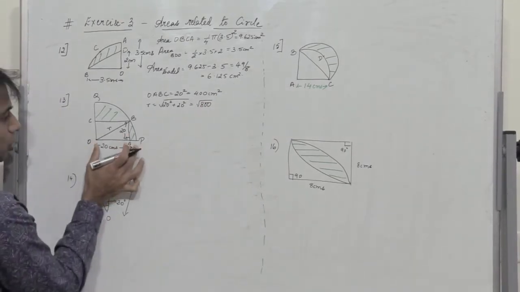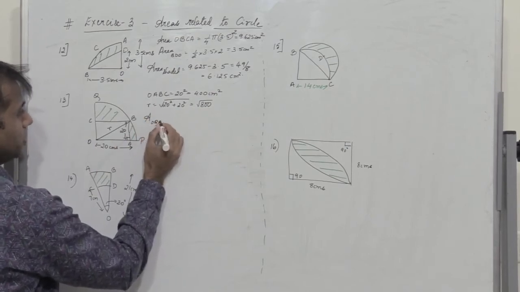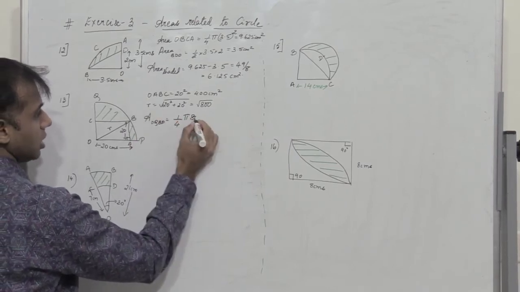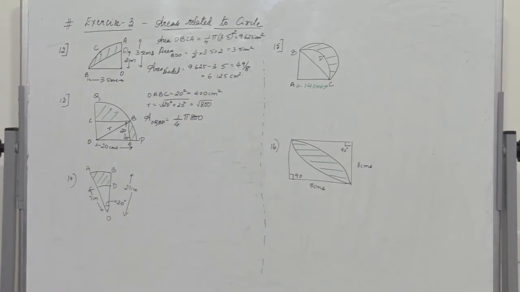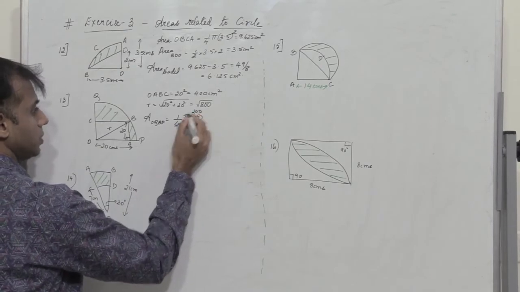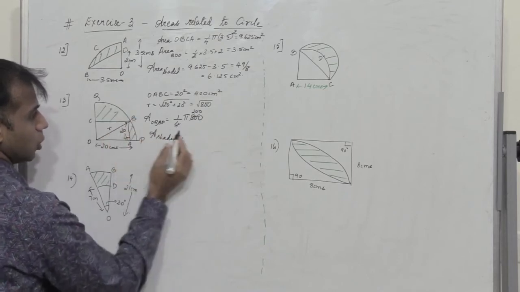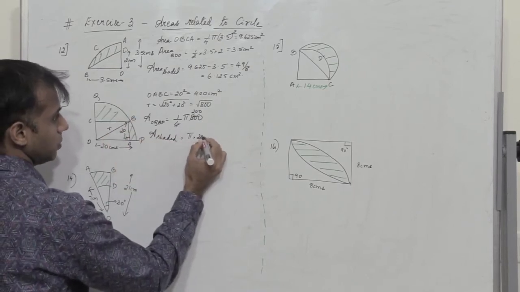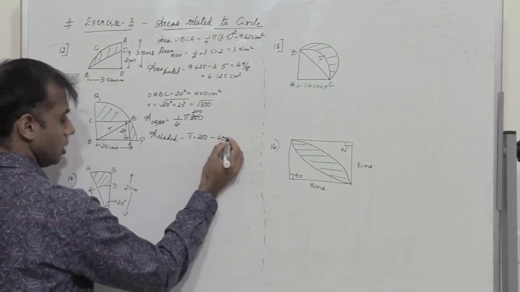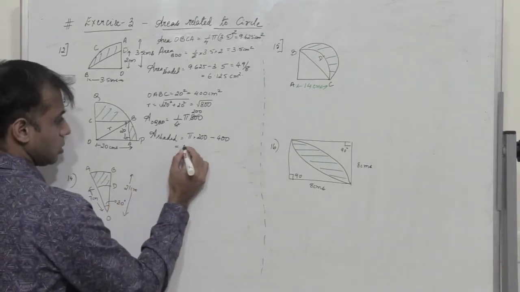So now find the area of this quarter circle. So area of this quarter circle, that is OQBP, is 1/4 pi r square. R square is 800, right? So we get the value as pi into 200. So area of the shaded region is the area of quarter circle, which is pi into 200, minus area of this square, which is 400. So we get the value as 228 centimeters square.